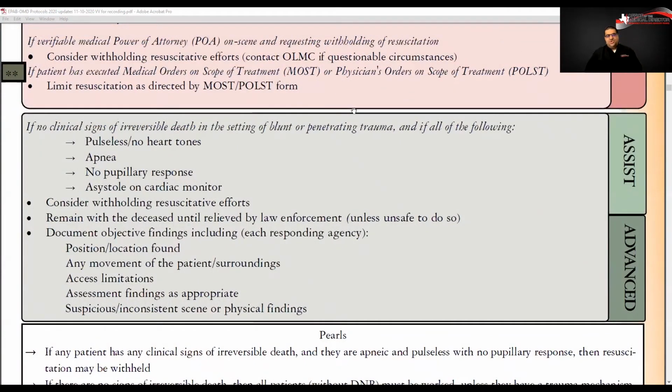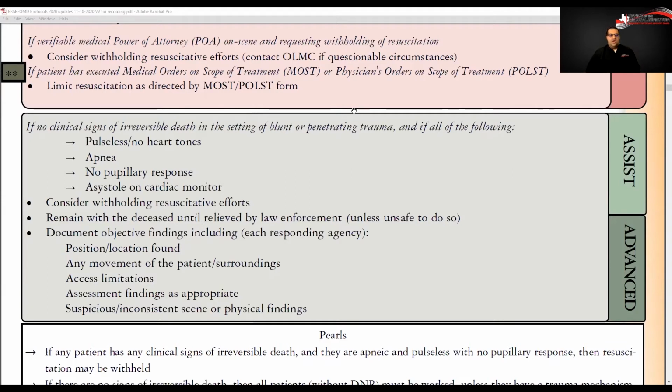And lastly, there's a new type of advanced directive called a MOST, or Medical Orders on Scope of Treatment, or POLST, Physician's Orders on Scope of Treatment. And really a MOST or a POLST form is very much like an advanced directive or a DNR, but instead of being a legal document, it's actually a set of medical orders. And the nice thing about this is that it can lay out in closer detail what a patient wants at the end of life.